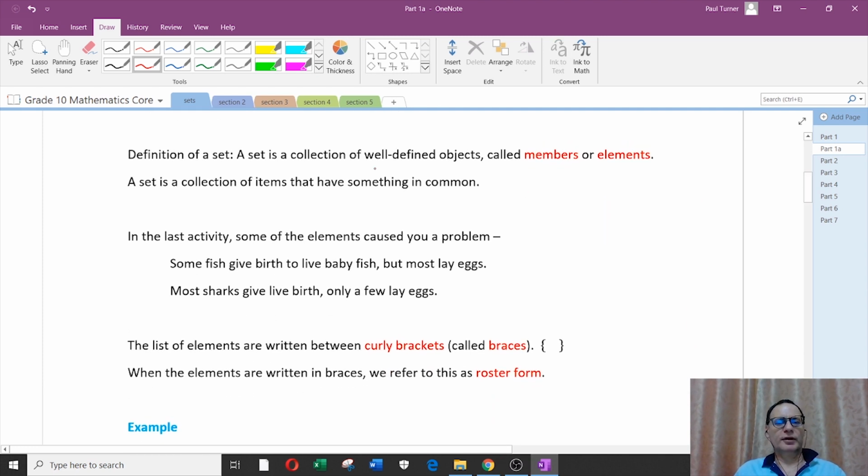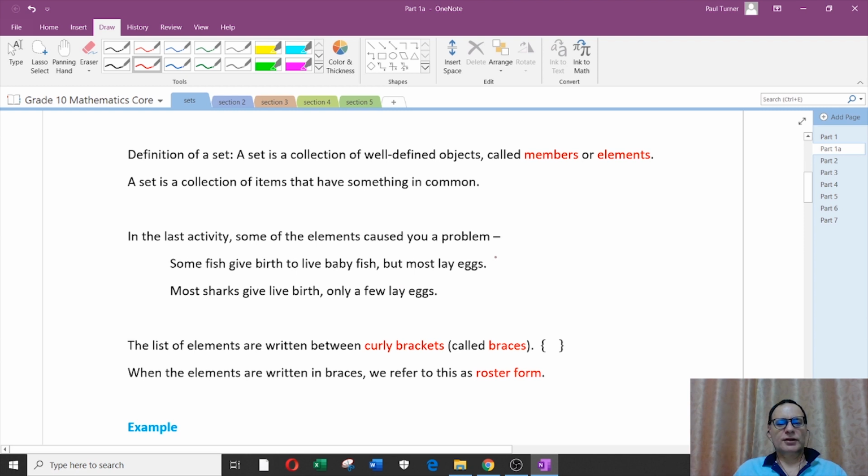Okay, the definition of a set from the previous lesson: it's a collection of well-defined objects, and we call them members or elements. A set is a collection of items that have something in common. So for example, we saw the set of red fruit. The red color is the thing that they have in common.